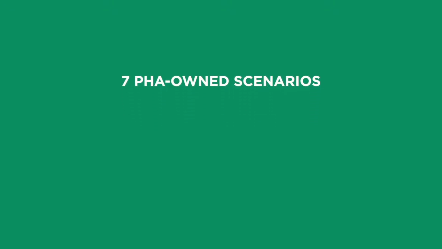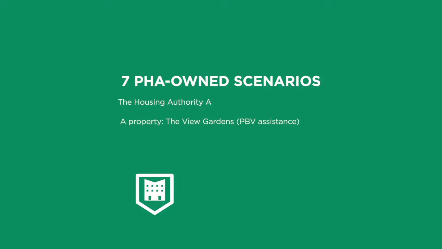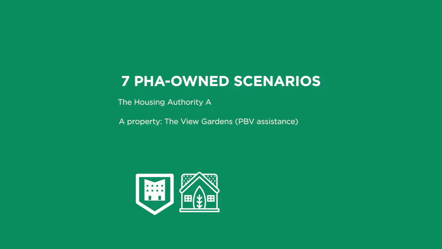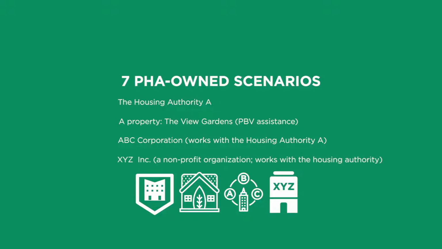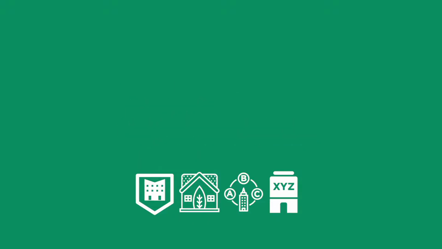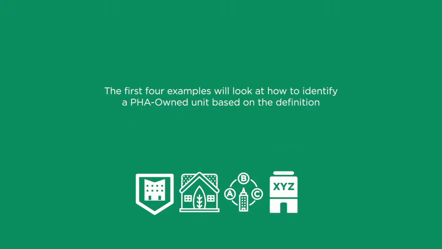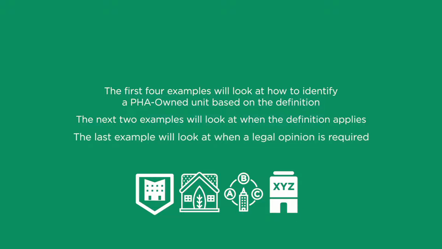The 4 main players in the scenarios are the Housing Authority A and a property called the View Gardens, which will receive PBV assistance, and ABC Corporation, which works with the Housing Authority A, and XYZ Inc., which is a non-profit organization that works with the Housing Authority. The first 4 examples will look at how to identify a PHA-owned unit based on the definition. The next 2 examples will look at when the definition applies. The last example will look at when a legal opinion is required.